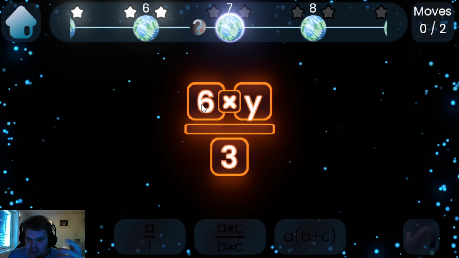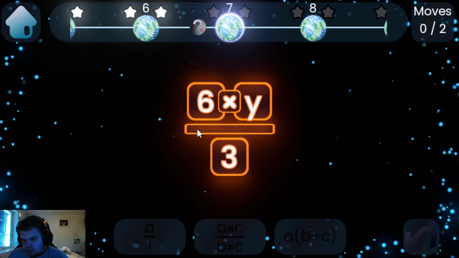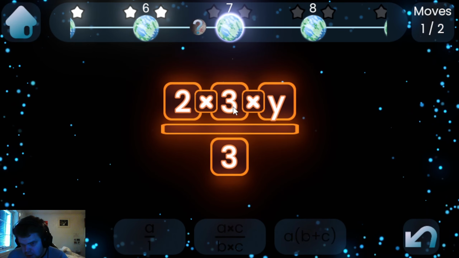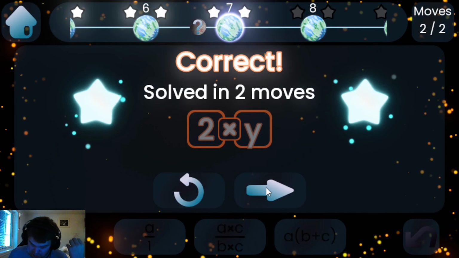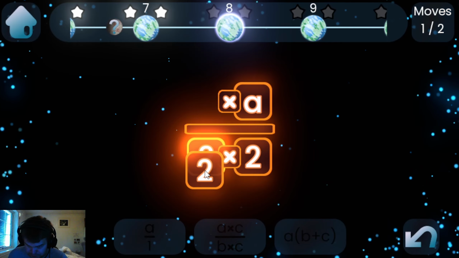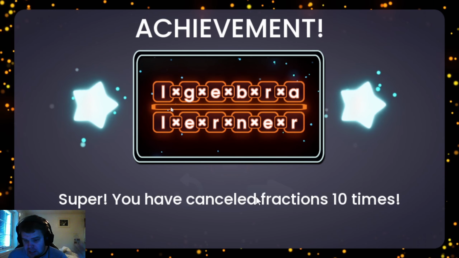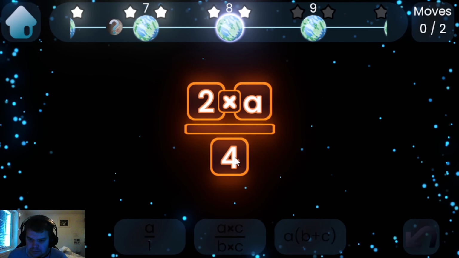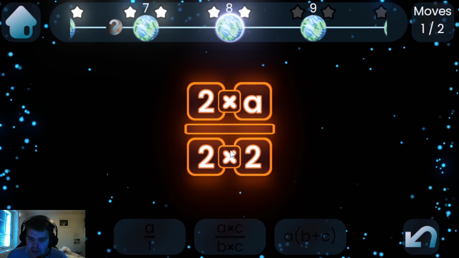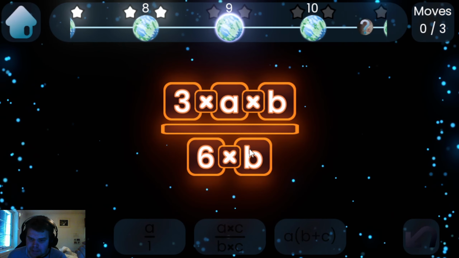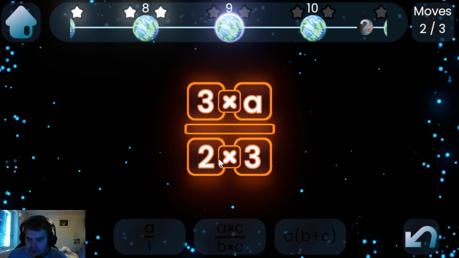So here we're learning that you can't just do 6 divided by 3 is 2. I was a little torn if we should be able to do that, but it all comes down to how much does the user have to do in the game, and how much should the game do for you. Oh yeah, and if you cancel a fraction 10 times, you get this achievement. Because the game can't do everything for you.